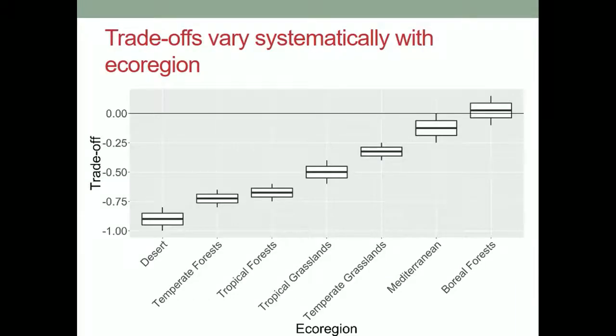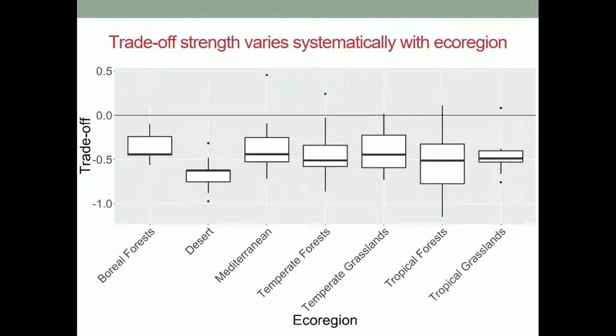This isn't my results. This is just what would be the ideal thing to see if you wanted to see a very clear distinction between the different trade-offs varying systematically with ecoregion. This is a very ideal data set, but we live in the real world, so it looks like that.